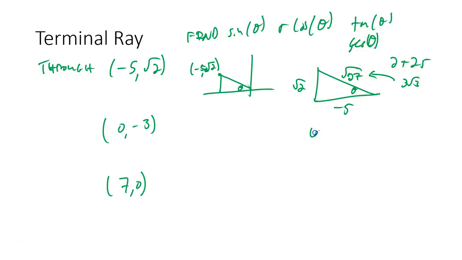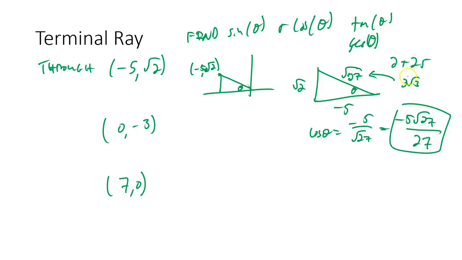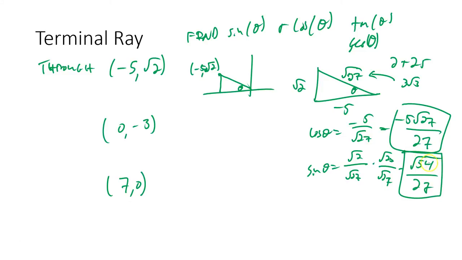So cosine theta is adjacent over hypotenuse, negative 5 over root 27. If we rationalize, that's negative 5 root 27 over 27. And then sine of theta is opposite over hypotenuse. That's root 2 over root 27. Multiply by root 27 over root 27, gives us root 54 over 27. And again, you could simplify this. You could take out a 9, I guess it would be 3 root 6? But you don't have to do that.